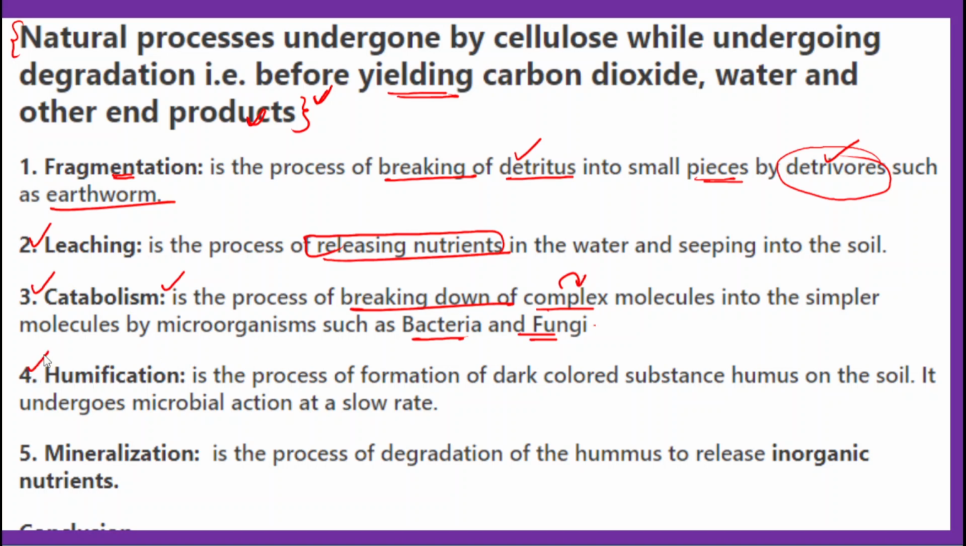After that, humification also takes place. Humification is the formation of humus. In humification, a dark colored substance called humus is formed. Humus is highly fertile and supports plant growth, and it undergoes microbial action at a slower rate. After that, we need to talk about mineralization as well. Mineralization is the process of degradation of humus to release inorganic nutrients. These are the processes undergone by cellulose.